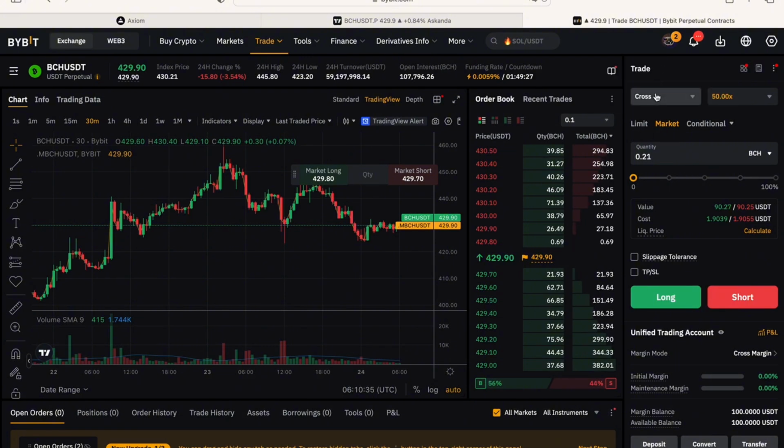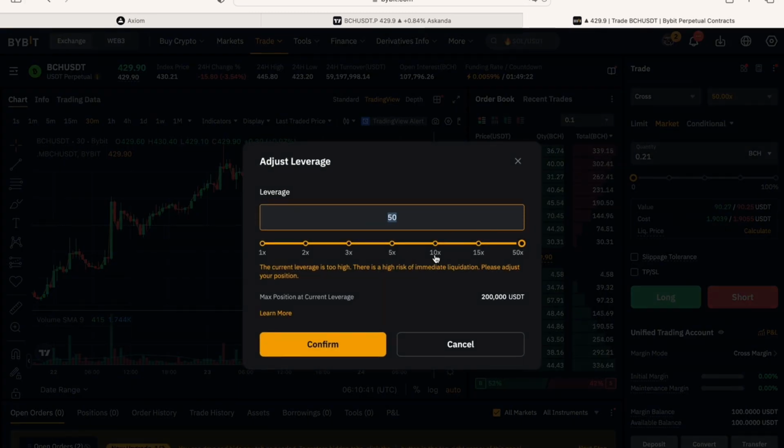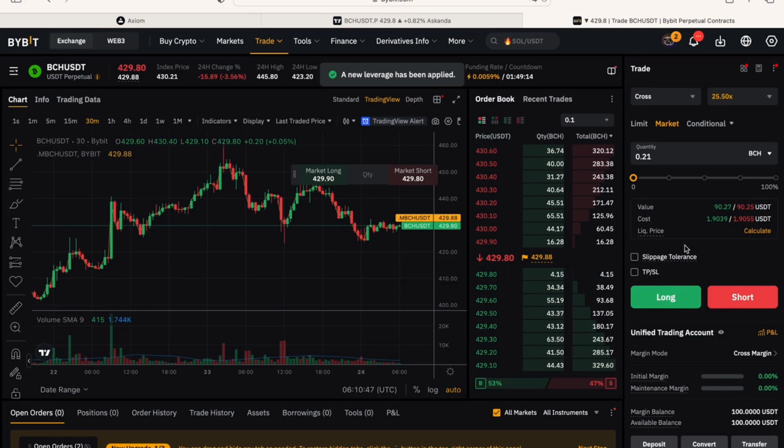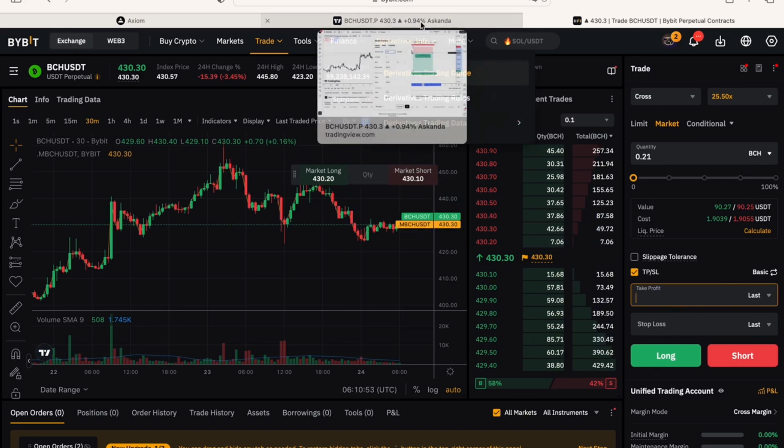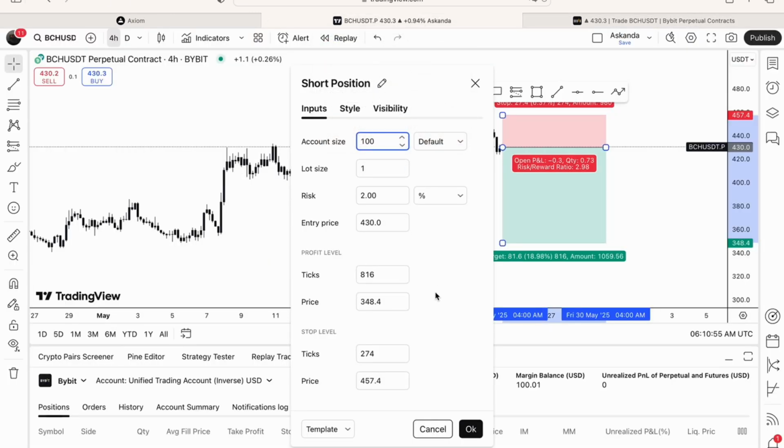Then we have cross margin, leave it the way it is. Then with the leverage, we'll bring it down to customize. Then we'll select 25x. Okay, come with 25x. Then you confirm. Now we'll click on TP/SL. Remember, we have our take profit and stop loss. So I'll go back to my TradingView, then I'll copy this as my stop loss.